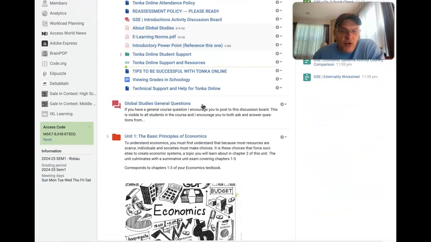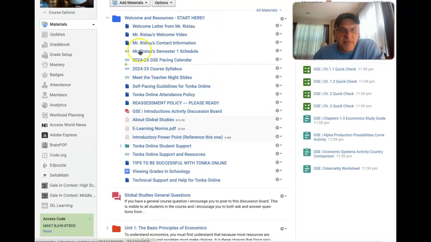And as far as getting going with the course, you're going to be getting into the welcome folder. I encourage you again to look at the self-pacing guidelines and the reassessment. I really encourage you to take a look at the syllabus. If mom or dad ask what the syllabus is, there it is. Be able to show them where it is.